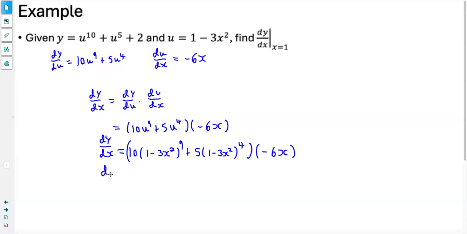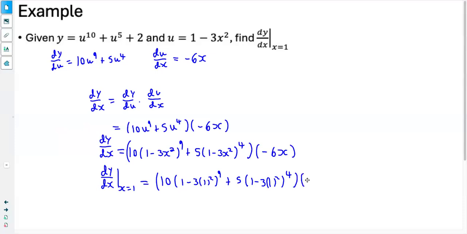Now we want to find dy over dx when x is 1. So that is 10 times 1 minus 3 times 1 squared to the power of 9 plus 5 times 1 minus 3 times 1 squared to the power of 4 times negative 6 times 1. So we'll go through and simplify this.